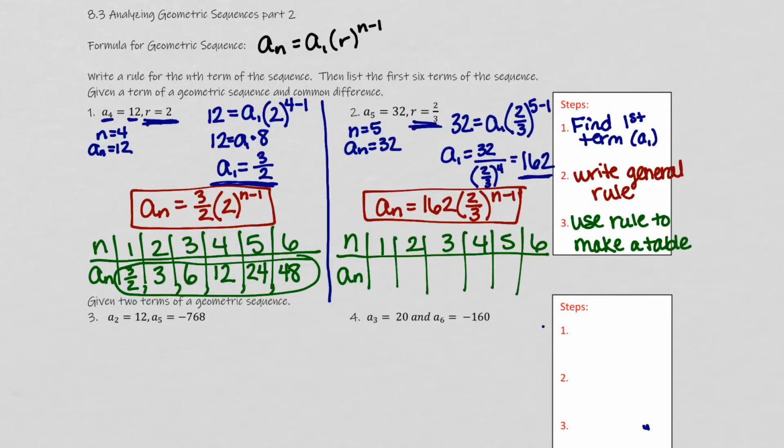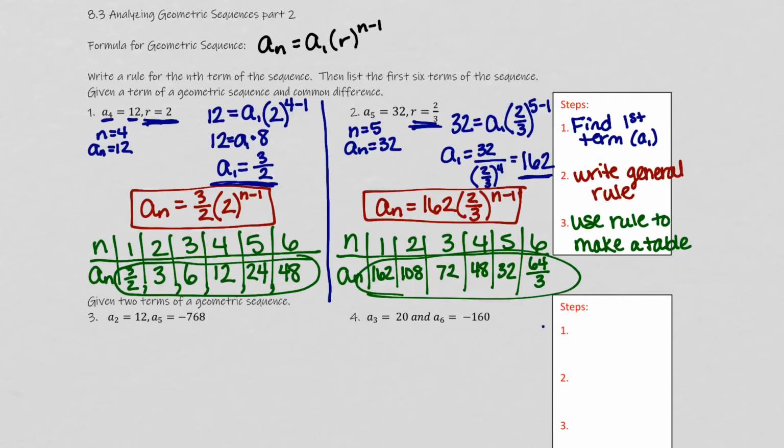Okay, plug in 1 for n: 162 times 2/3 to the 1 minus 1 power, which is 0 power. I get 162, which we already said was the first term, so that is what you should get. Plug in 2 for n, 108 is what we get. For 3, I get 72. If I plug in 4, I got 48. 5, I got 32. And 6, I got 64 over 3. So there are my first terms. You'd list them with commas in between them because they are a sequence.